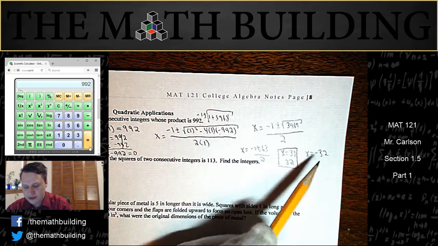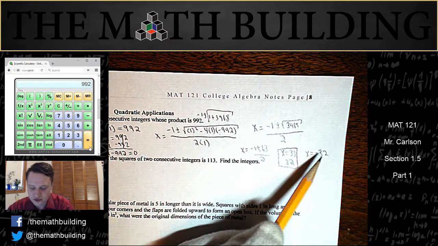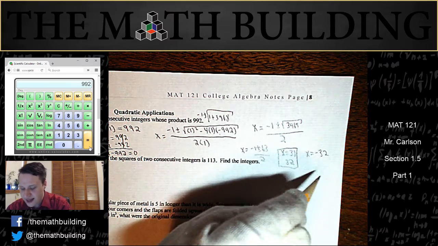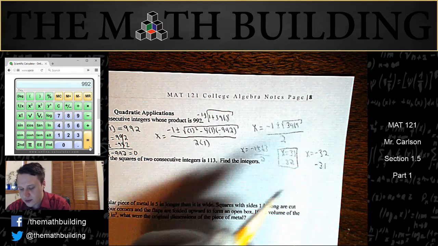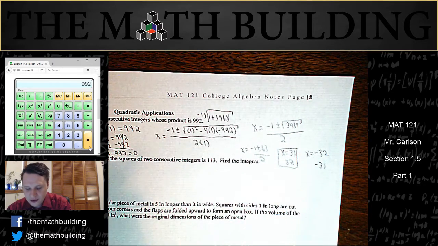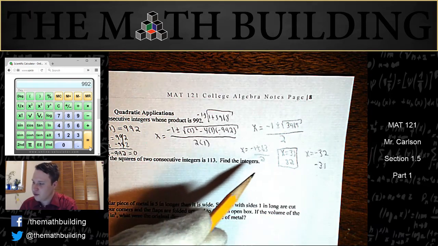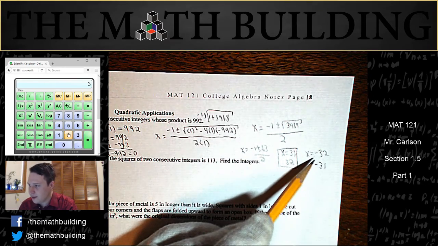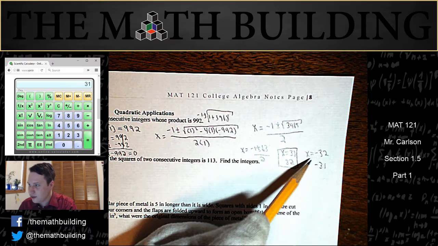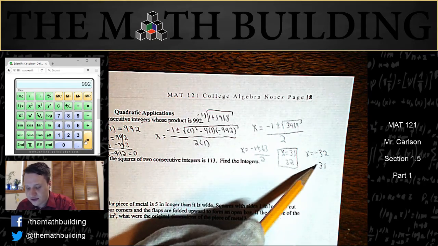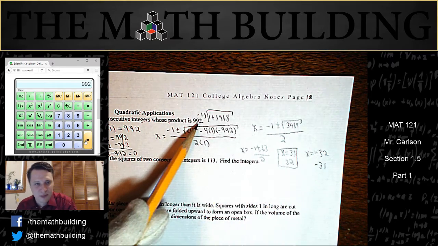Okay then, but what about negative 32? That's also an answer. Well, let's add 1 to that, which would give us negative 31. Would that also work? And the answer is yes, because if we did 32 times 31, we get 992, just like before. And notice that two negatives multiplied make a positive.